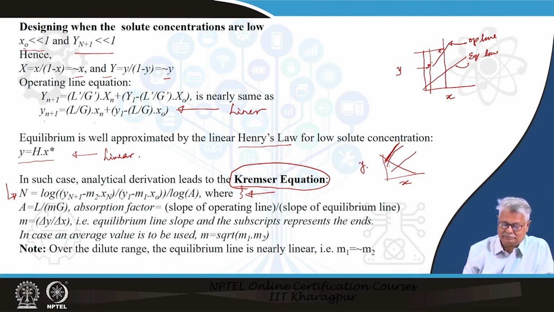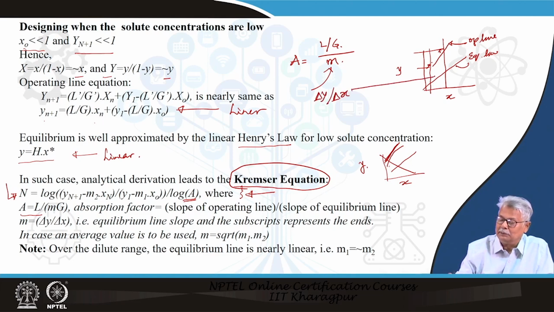Now there is something else. This involves a constant A, which is known as the absorption factor. What is this absorption factor? It is written here L upon m G, which is also the same as L by G divided by small m. And what is the small m? The small m is the delta y by delta x for the equilibrium line. And what is L by G? This is basically the slope of this. So this absorption factor is the ratio of the slope of the operating line to the equilibrium line. Both are linear, so all through the range of concentration change, it remains constant.